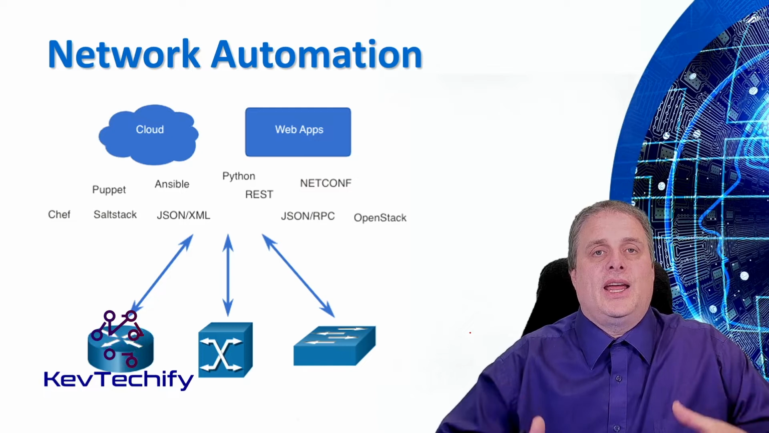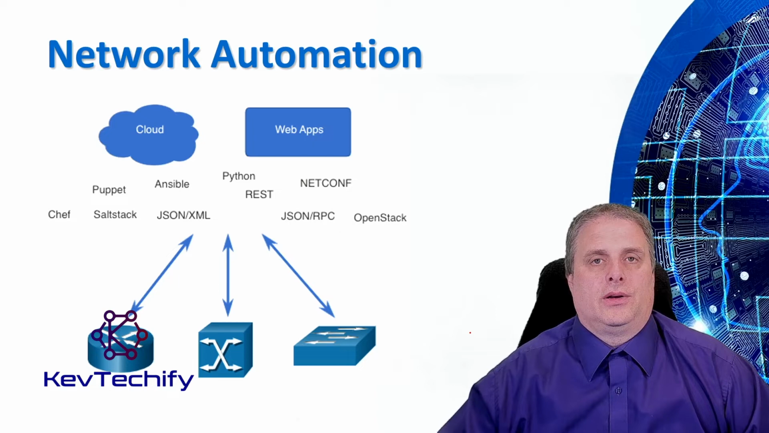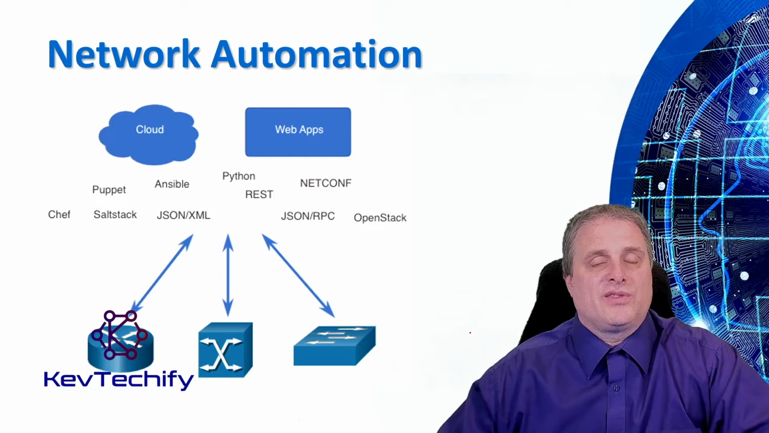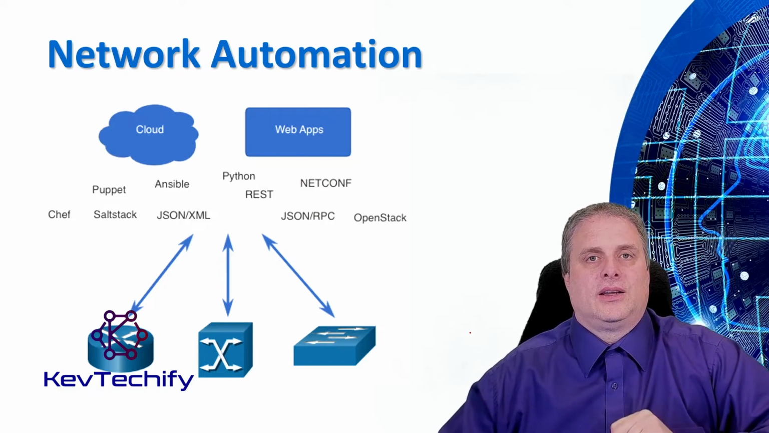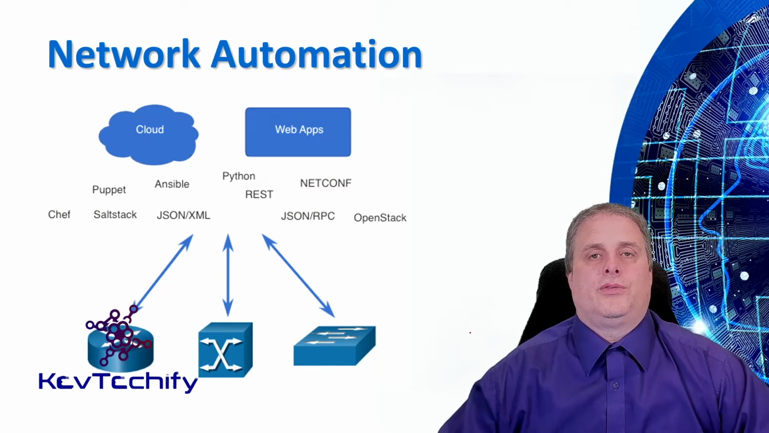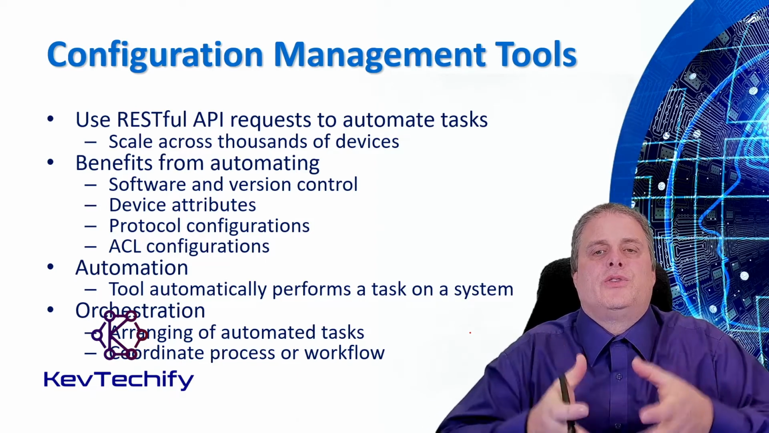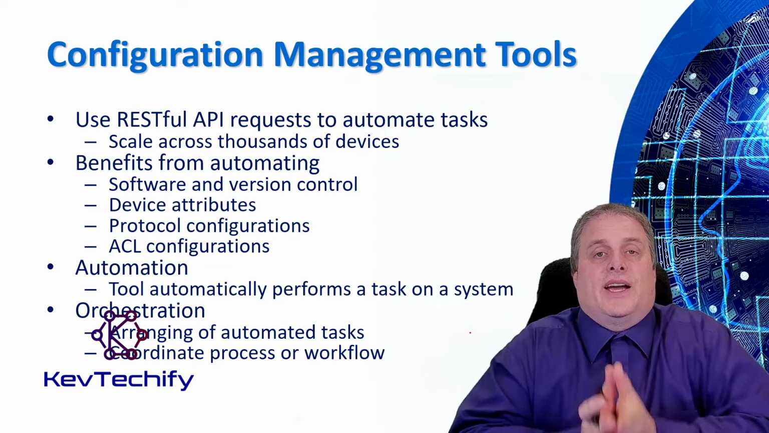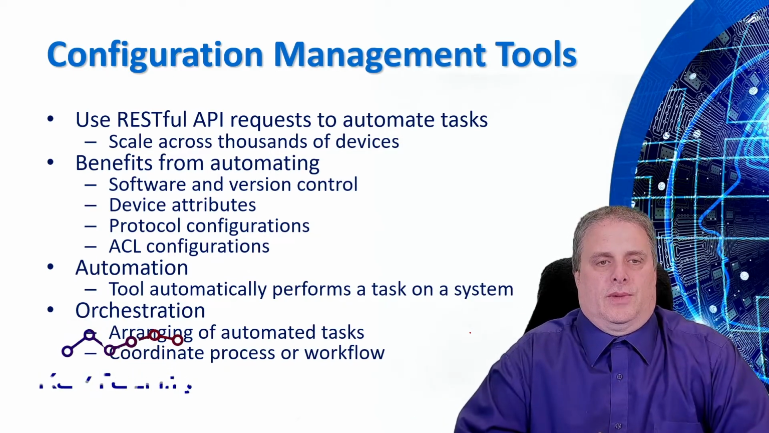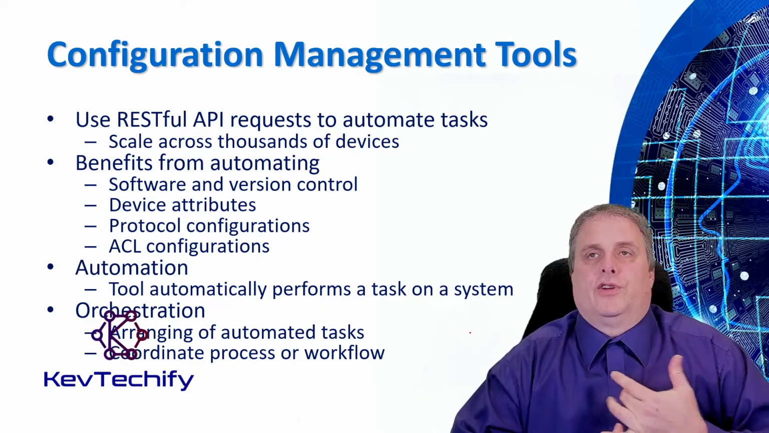Network automation today is developing rapidly thanks to automation moving to the cloud and the advent of virtualization. Today we have RESTful APIs and configuration management tools that can help to automate network configuration. RESTful API requests can be used to automate tasks. What's nice about this RESTful API is you can scale it to thousands of devices. Benefits from using this automation is you can have software and version control.